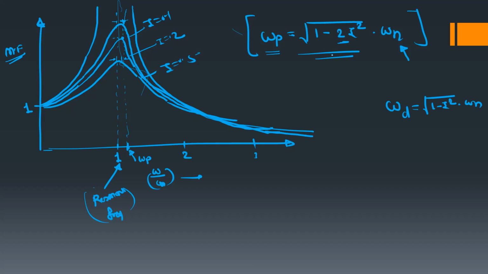So now we will see the phase and frequency response graph. Actually this graph is called the frequency response graph. Here we study the effect of various frequencies on the magnification factor or amplitude.